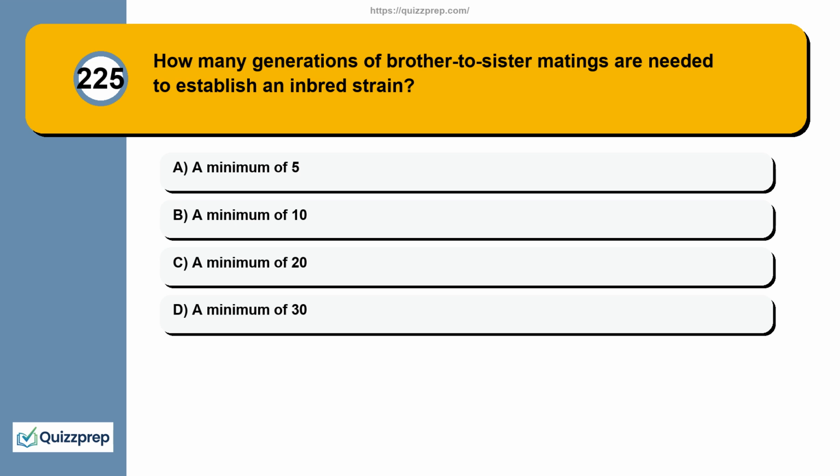Question 225. How many generations of brother-to-sister matings are needed to establish an inbred strain? Option A. A minimum of 5. Option B. A minimum of 10. Option C. A minimum of 20. Option D.